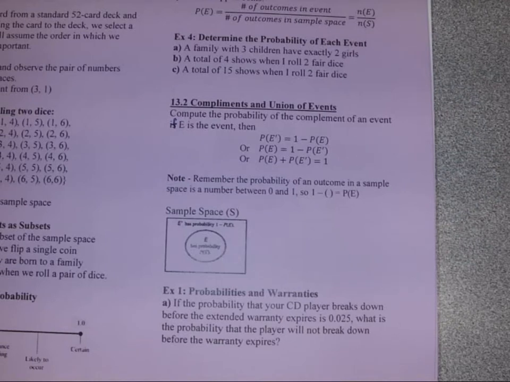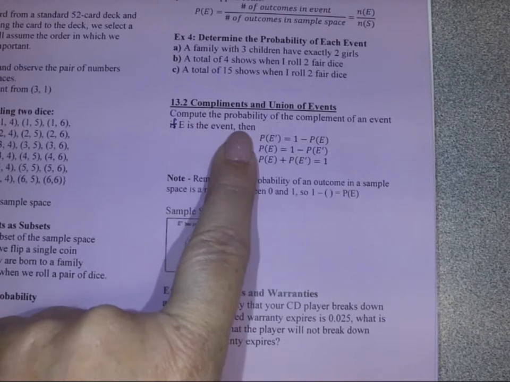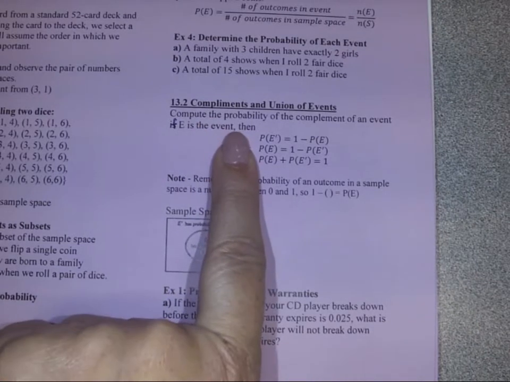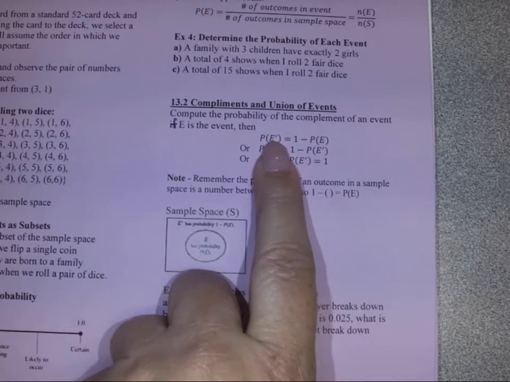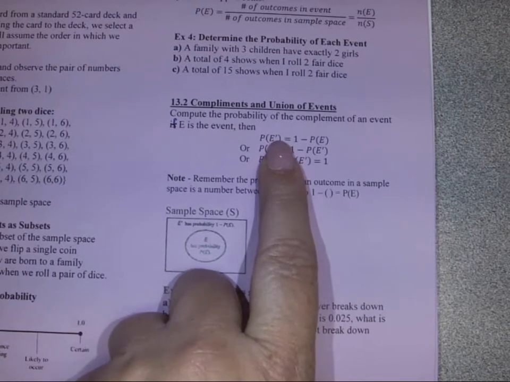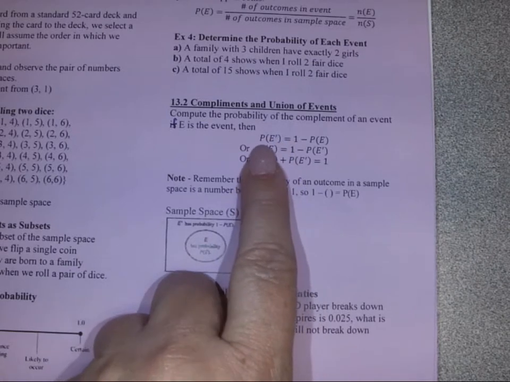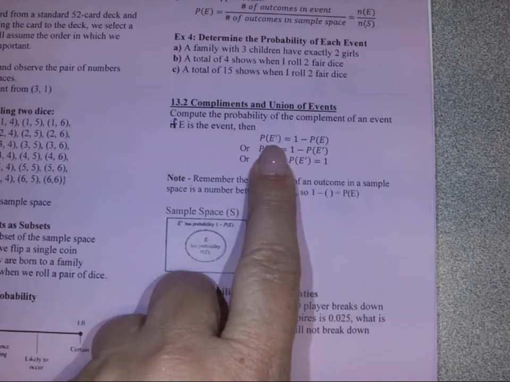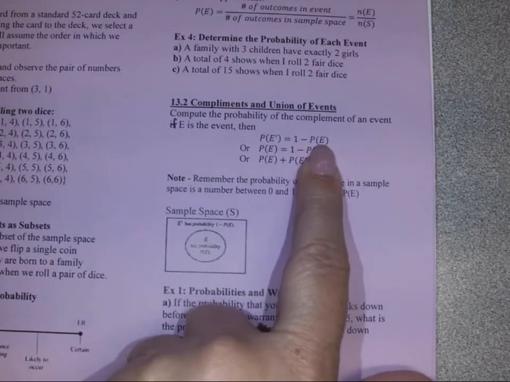We are looking at complements and union of events. So compute the probability of the complement of an event. If E is the event, then this is what the complement looks like. It's E, like they call it E prime, E with an apostrophe. So the probability of E complement is equal to 1 minus the probability of E.